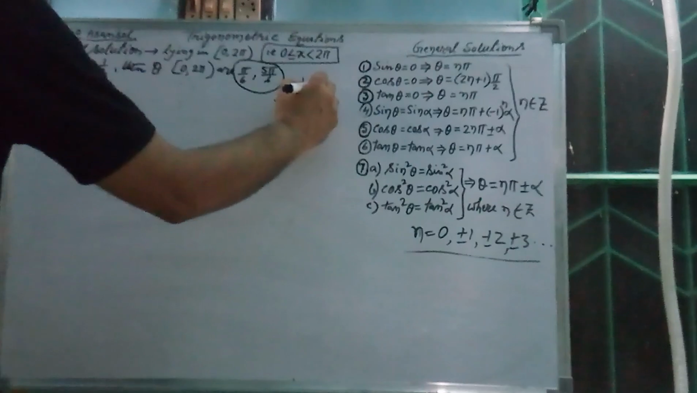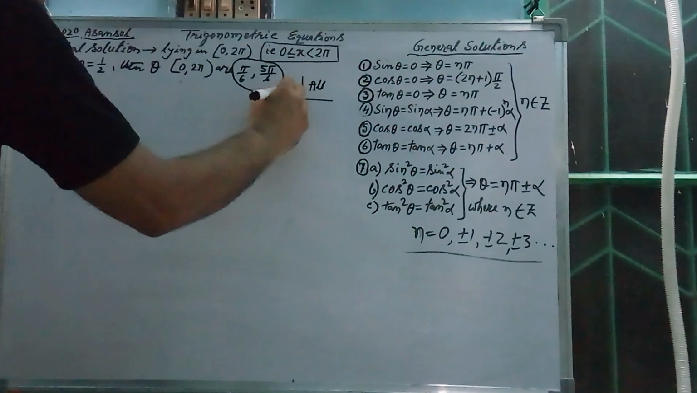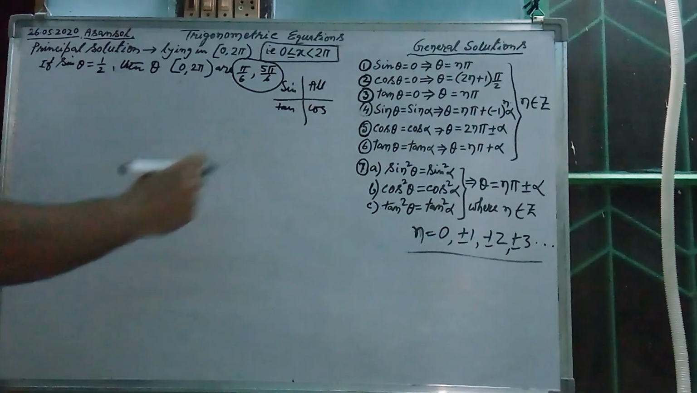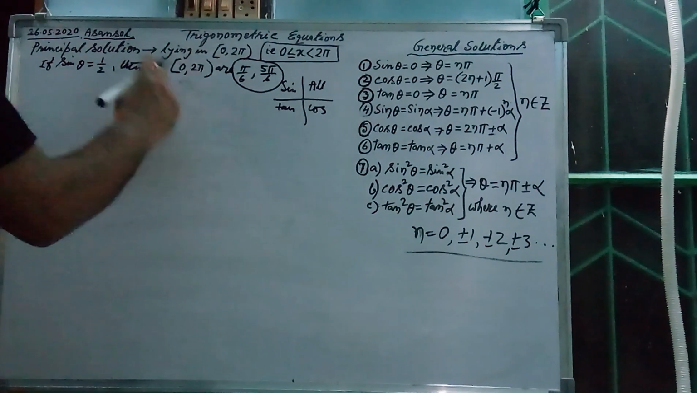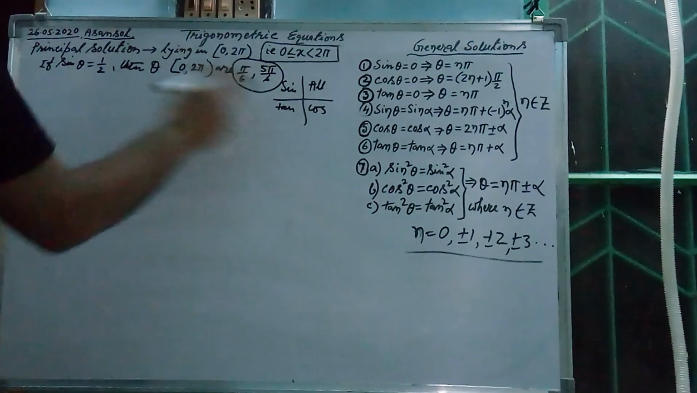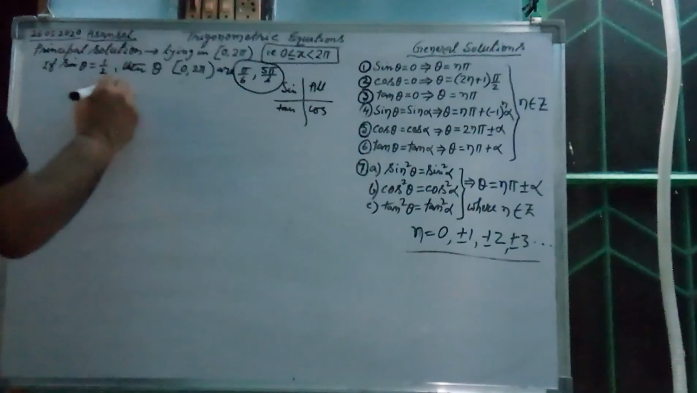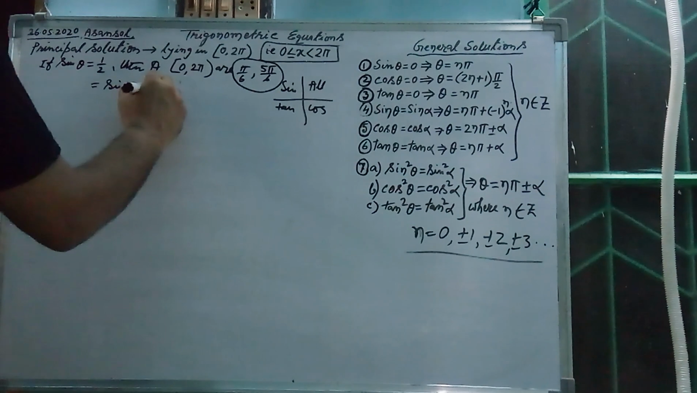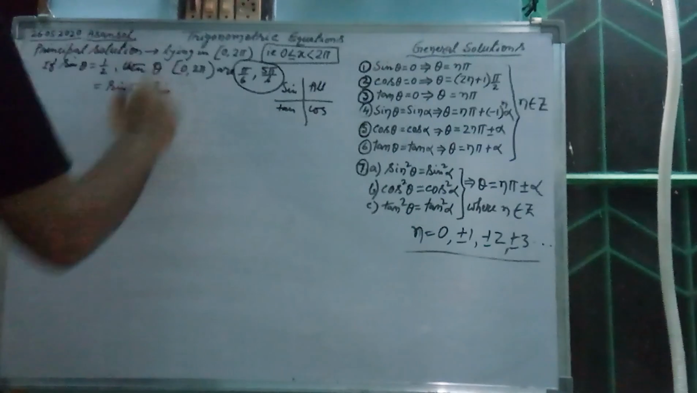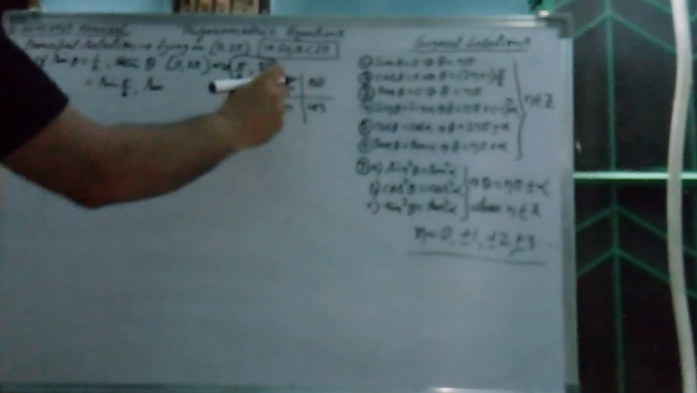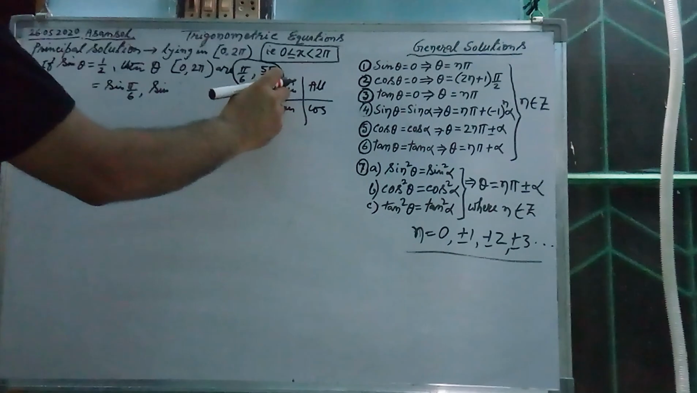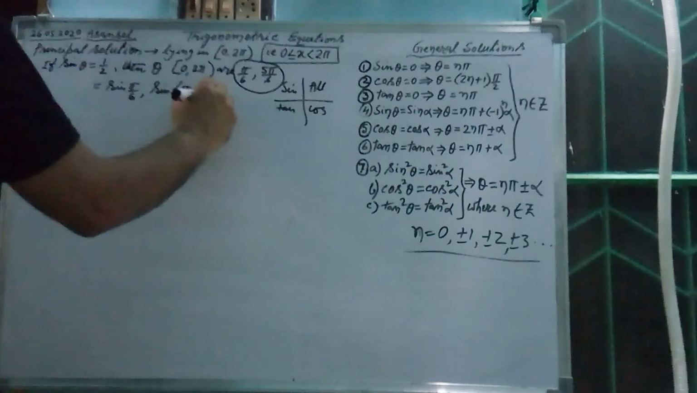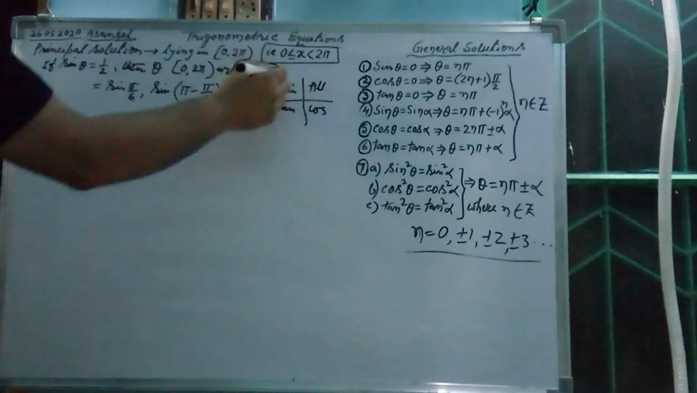There are 4 quadrants: all, sine, tan, cos. Now, sin theta is equal to half is equal to sin pi by 6. One is sin pi by 6 and the other one, we can write it how? Sin lies in the second quadrant. So this can be written as sin of pi minus pi by 6, that is equal to pi minus pi by 6 is equal to 5 pi by 6.